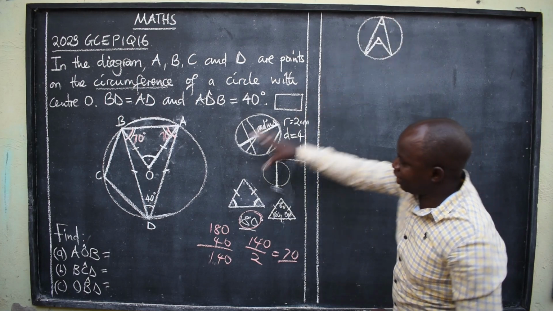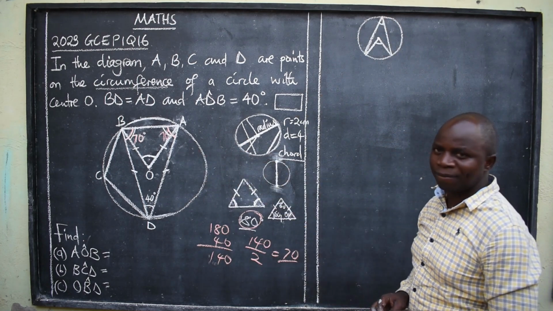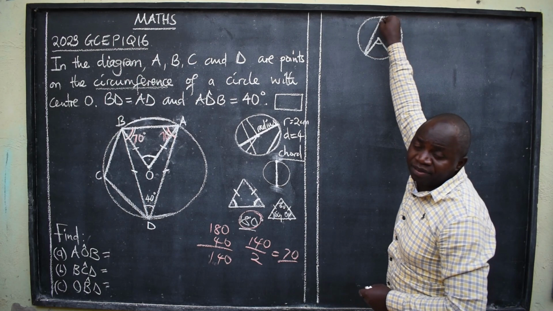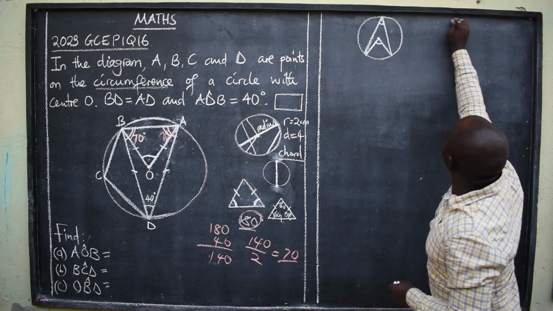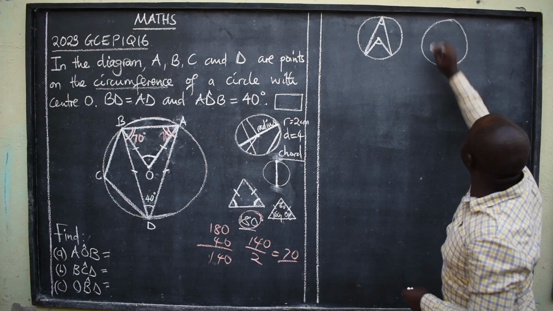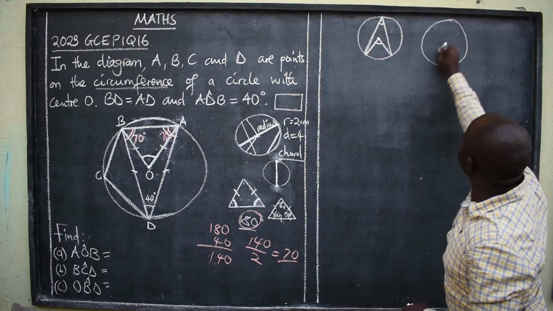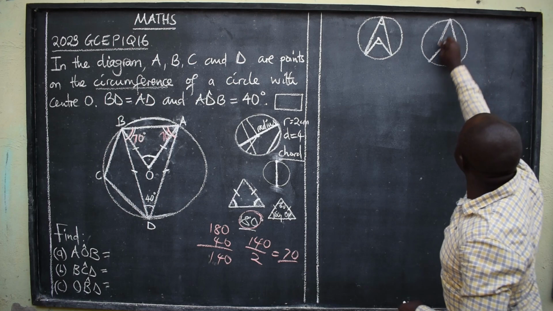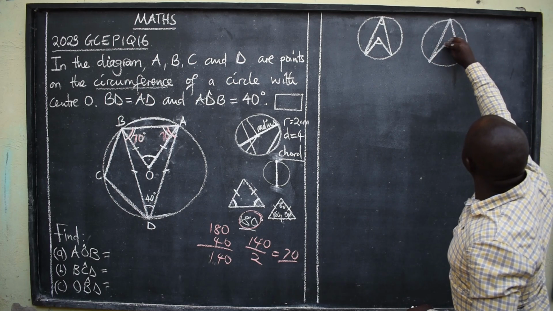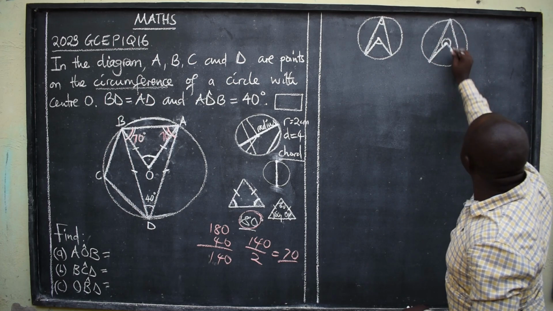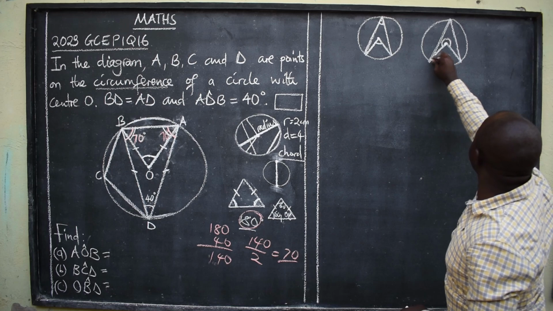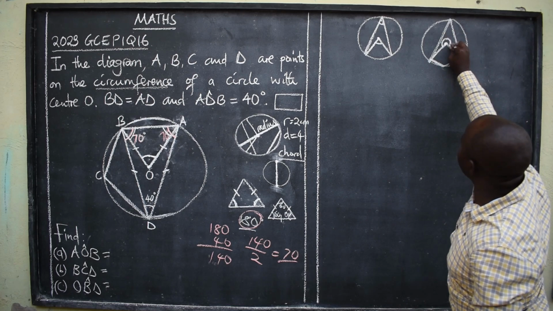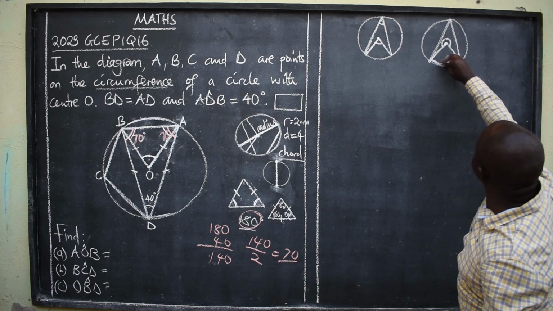So there is this property somewhere here. Angle at the center is twice the angle at the circumference. I've got another one here. Center here, we have this, and this. This angle here, if I've got something like this, will also obey the same property with this angle.